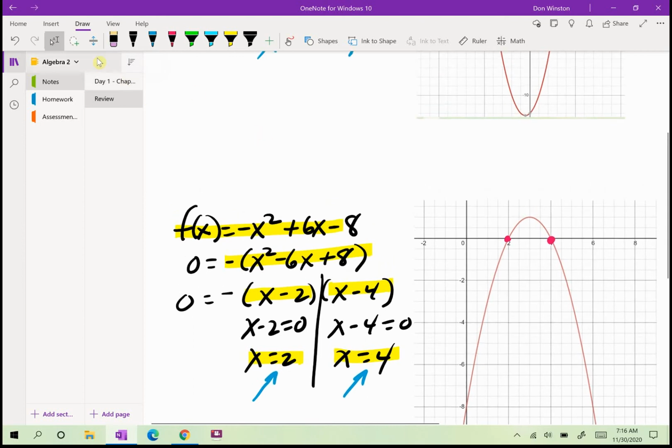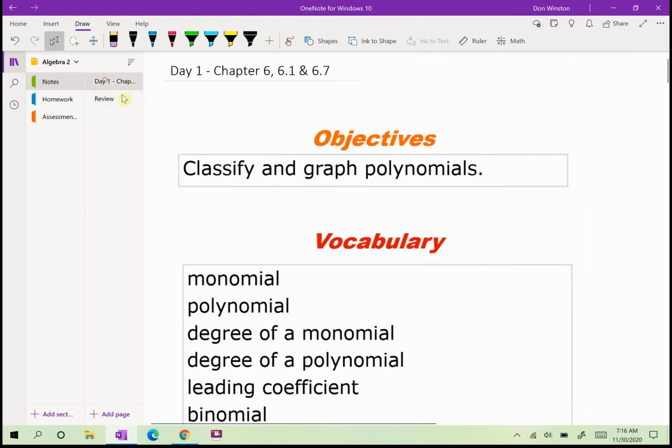Now, we looked at quadratics. Today, and for the rest of chapter 6, we'll look at polynomials, but a quadratic function is a polynomial. So I'll define polynomial in just a second. So our objective today is to classify and graph polynomials.